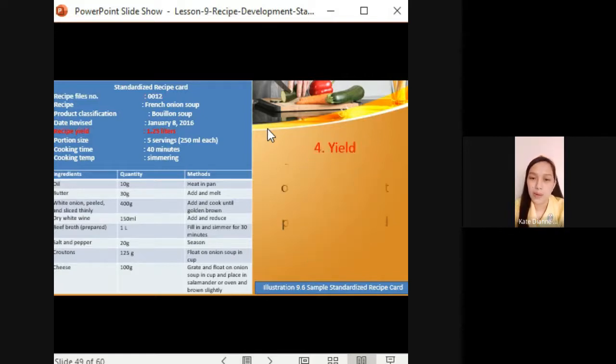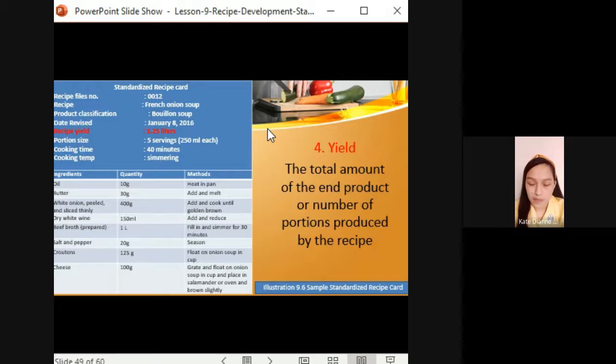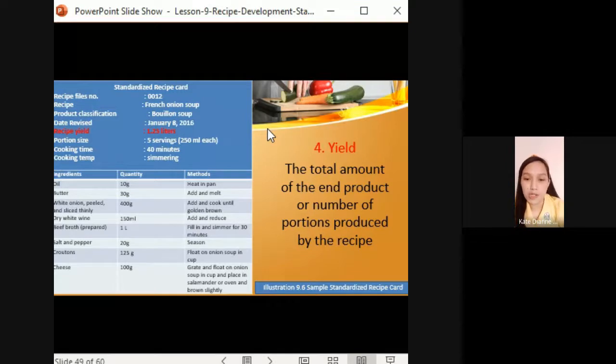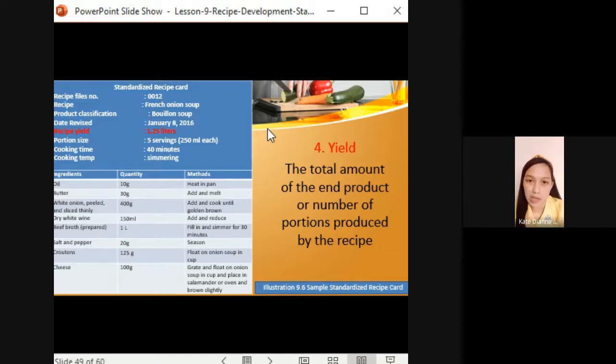Number 4, the yield. This is the total amount of the end product or number of portions produced by the recipe. So, we are all familiarized with the yield. Paulit-ulit na natin siyang diniscuss, yung yield. So, this is the total amount of the end product, ng ating yield.